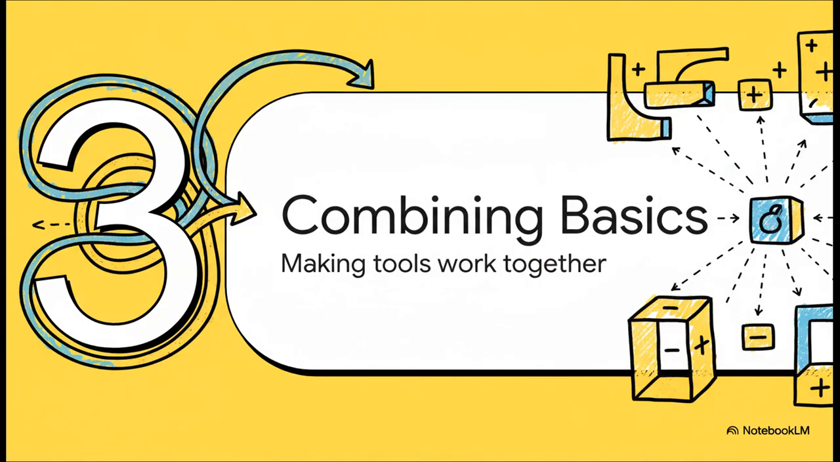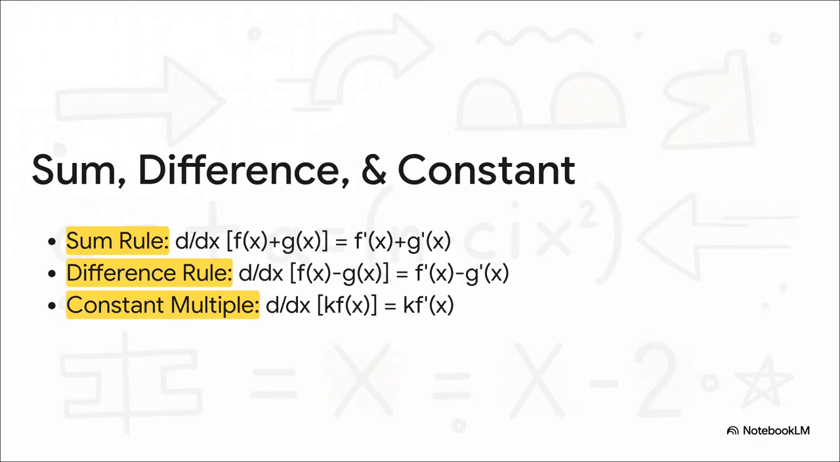Okay, so now we've got the constant rule and the power rule in our back pocket. Let's see how we can combine them to tackle more complex functions, like polynomials that have multiple terms. These next three rules are great because they work exactly how you'd intuitively hope they do. The sum and difference rules basically just say you can differentiate a function one term at a time. And the constant multiple rule, it just means that if a term is being multiplied by a number, that number just kind of chills out in front while you differentiate the rest of it.